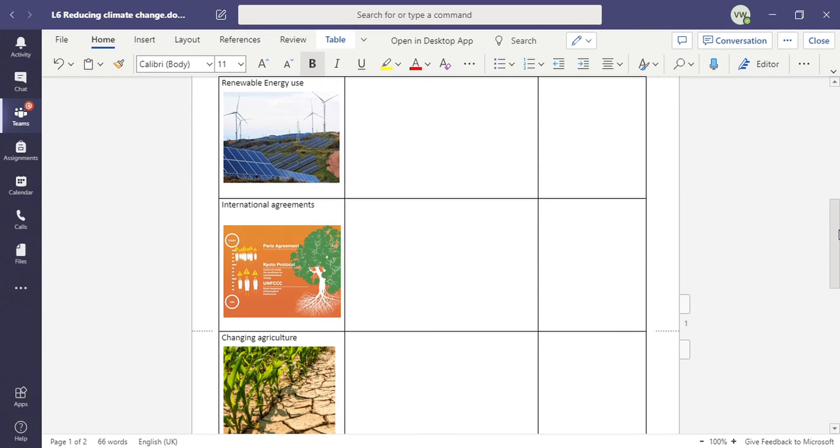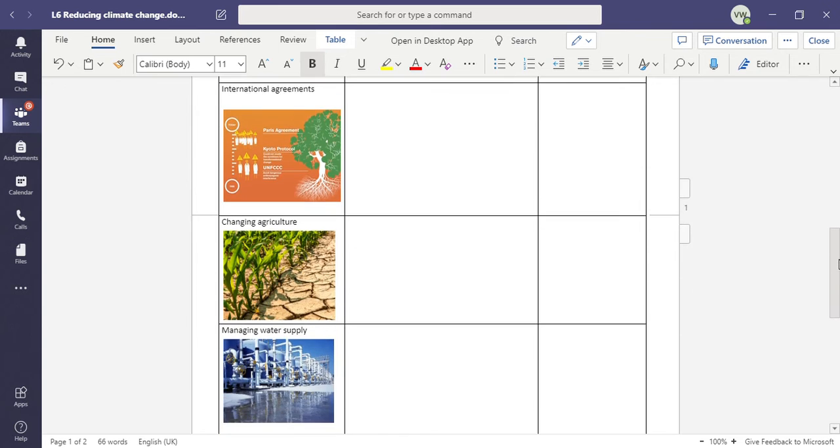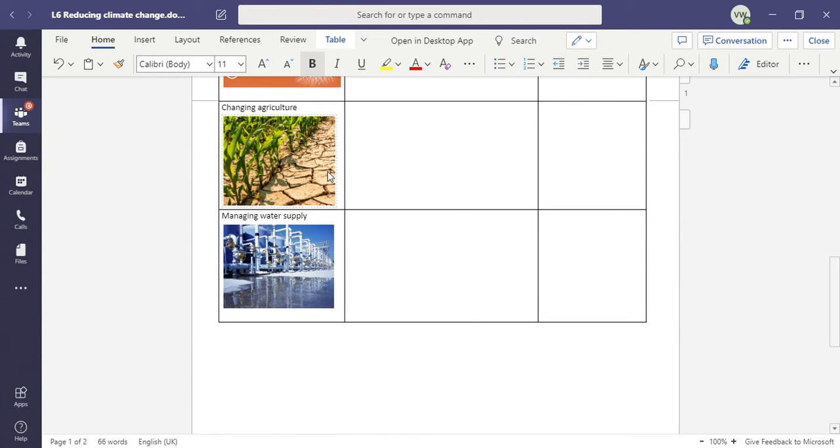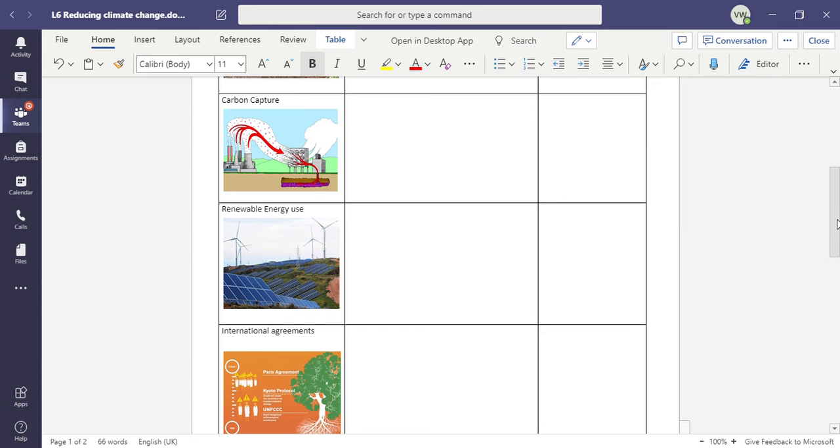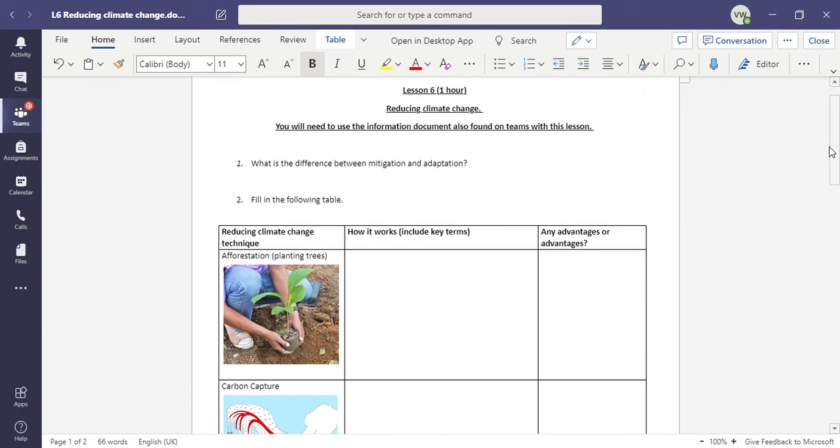Now, the how it works, you've got to focus on, well, how does that mean we're using less fossil fuels, or how does it mean we're reducing the amount of greenhouse gases that are getting into the atmosphere, or how does it remove greenhouse gases from the atmosphere? And then when you get on to the adaptation, it's well, how does that mean that we will have a food supply? How does that mean we'll have a water supply, and things like that? And advantages and disadvantages, cost is going to come into a lot of them because a lot of these things are really expensive.